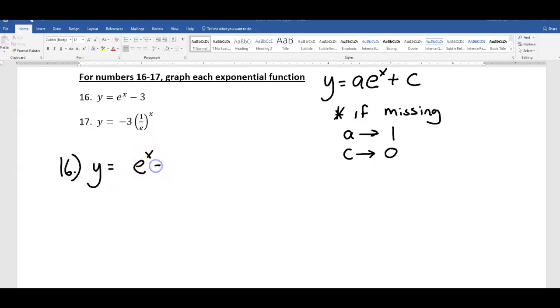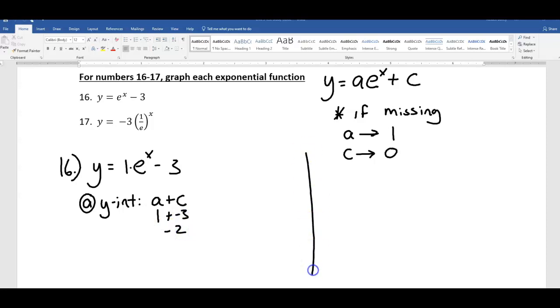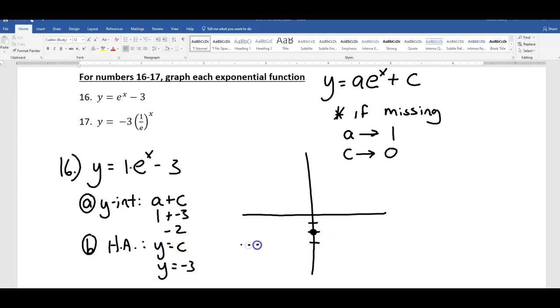So, as you can see, we're missing the a value, which means it's 1. So that's the first thing you want to do: identify your missing numbers. Step 2, we want to identify our y-intercept. The y-intercept can be found by taking the a and adding it to the c. The a is 1, and the c is a -3. And so my y-intercept is -2. So I'm going to put a dot at -2 on the y-axis. The horizontal asymptote is at y equals c, and the c value is -3. So now I'm going to draw a dotted line at -3.